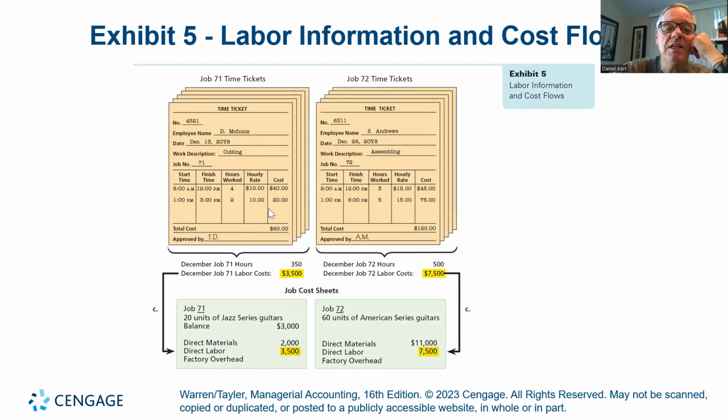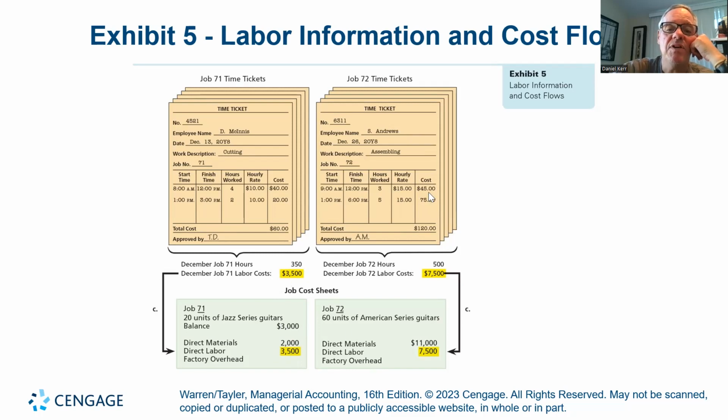Notice the rate that he is compensated is at $10. So the total number of hours worked on this particular job, 71, was 350 hours. So with this card plus all the previous cards came up to 350 hours. The rate is $10 an hour. So we are debiting direct labor here, or transferring into work in process $3,500 worth of direct labor.